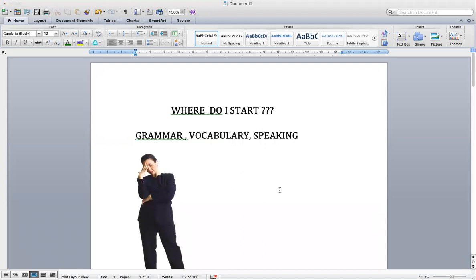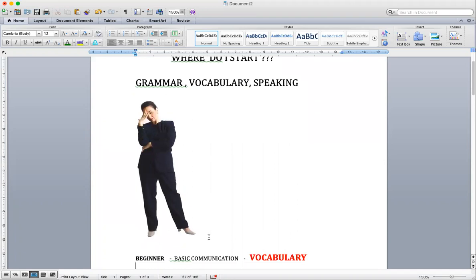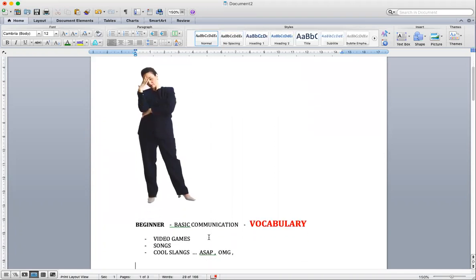Well, here we have a lady standing. Where do I start? She's confused whether she should start from grammar or vocabulary or speaking. So, for the beginner level, I would say we need to start from vocabulary. That's the basic communication where beginners should start. So, vocabulary is very important to begin with. If you know a few words, probably you can manage your situations.